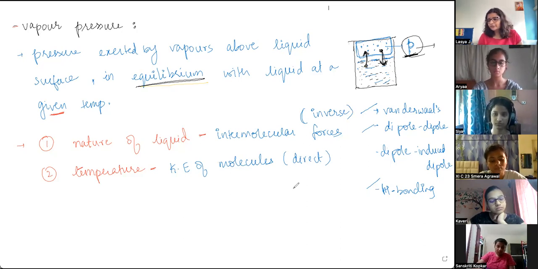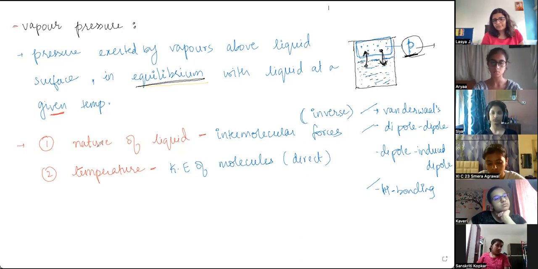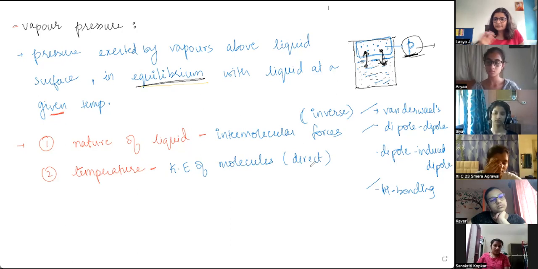What else do we know about this? So these are the basics of vapor pressure. Liquids will have a vapor pressure, and different liquids have different vapor pressures because of the intermolecular forces at play. Vapor pressure will also change with temperature, again because of the kinetic energy. It's related to the rate of evaporation, basically.